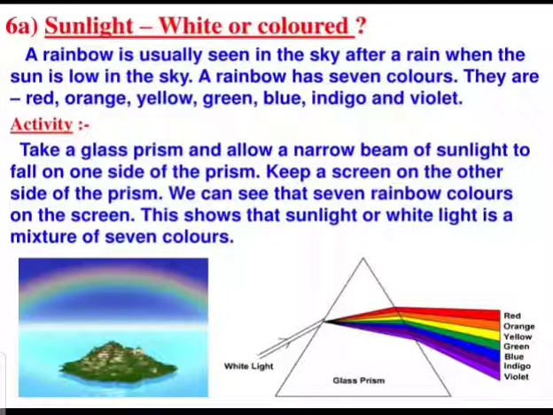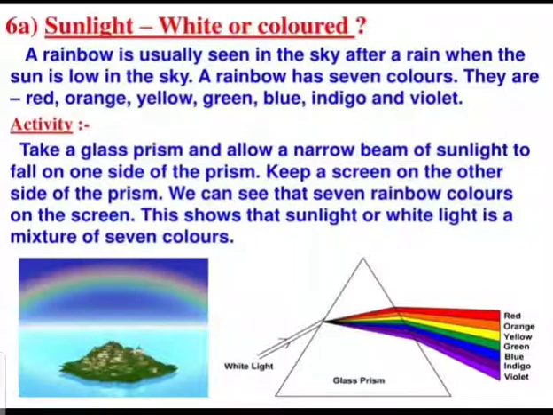Now next phenomenon is sunlight, white or colored. As we know that sun is the natural resource which helps us to see things properly during the daytime, and it also gives us light energy and heat energy. A rainbow is usually seen in the sky after a rain, when the sun is low in the sky. A rainbow has 7 colors. They are red, orange, yellow, green, blue, indigo and violet.